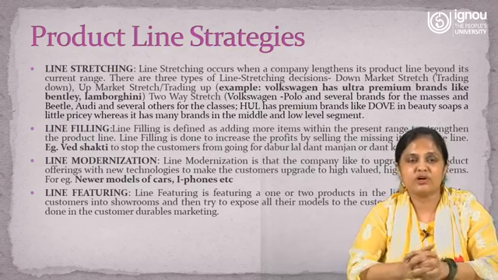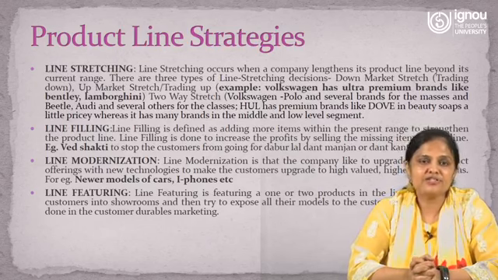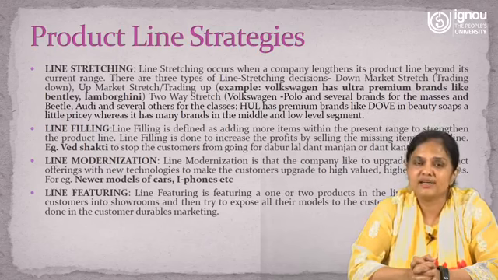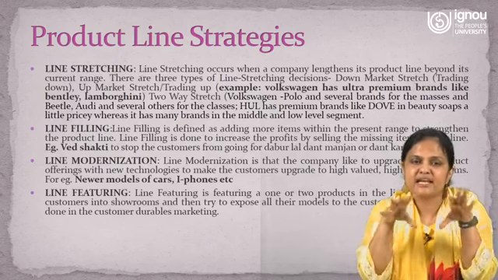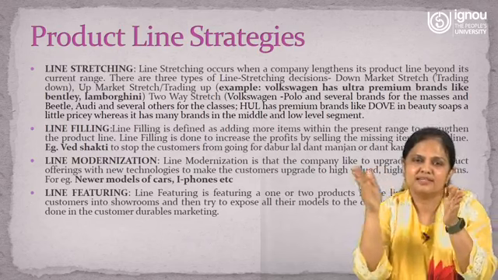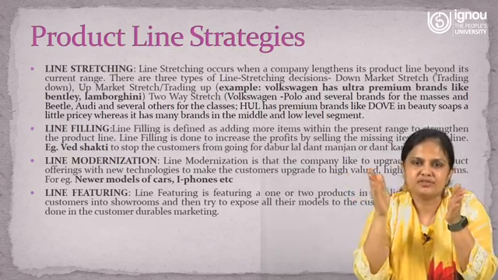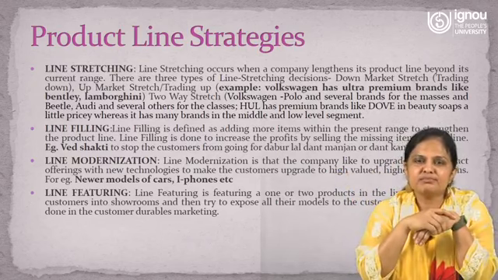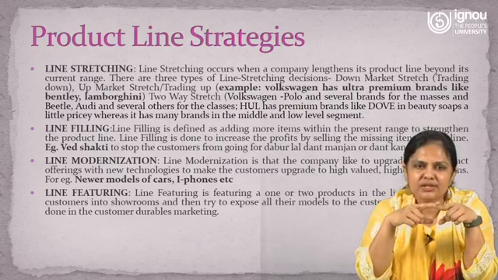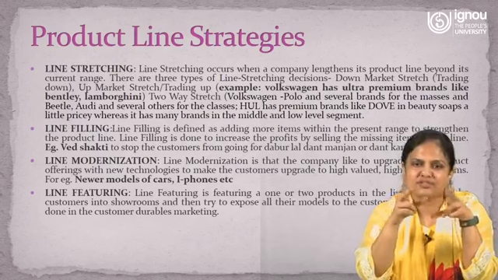The first one is called line stretching. Line stretching occurs when a company lengthens its product line beyond its current range. Whatever range the company has, when it is trying to lengthen it, that becomes product line stretching. Now, product line stretching may be a down market stretch, up market stretch, or two-way stretch.